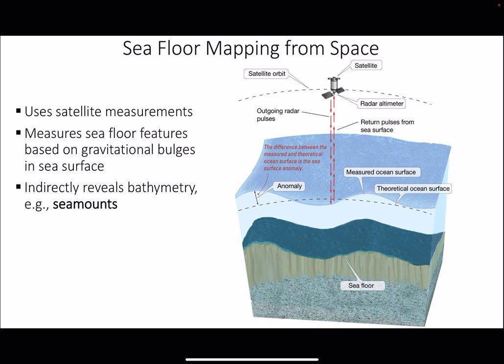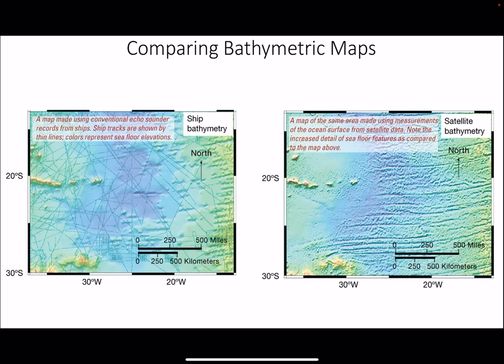And so the satellite isn't directly measuring the sea floor, the satellite is measuring the sea surface and these small changes in the sea surface that result from changes in the topography of the sea floor. And these can give you way more detailed maps.